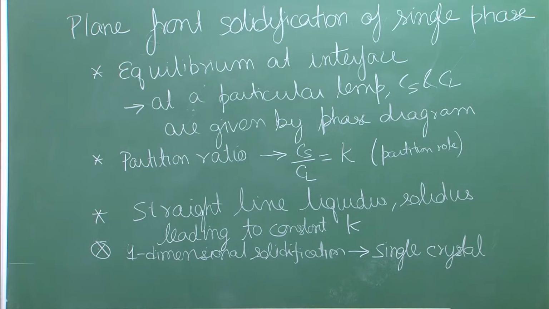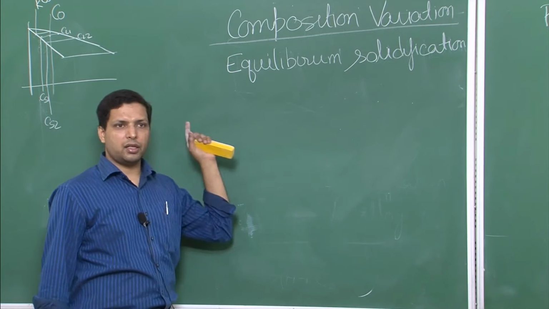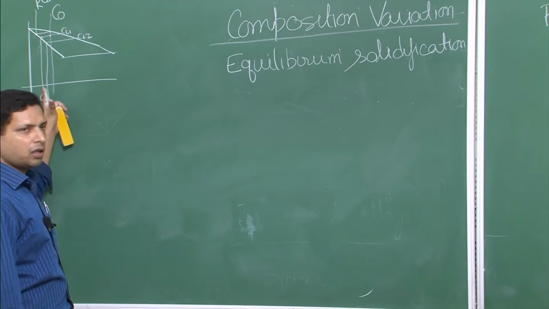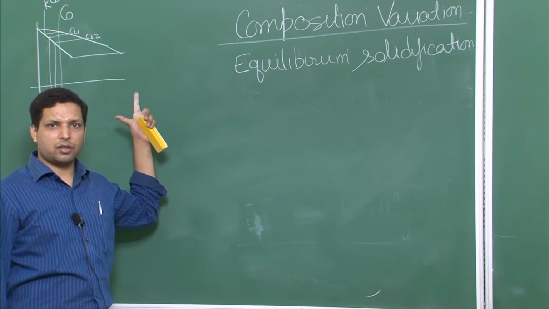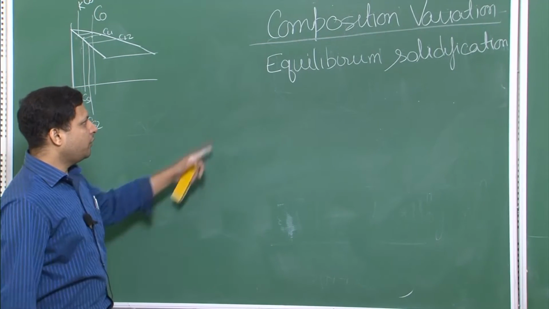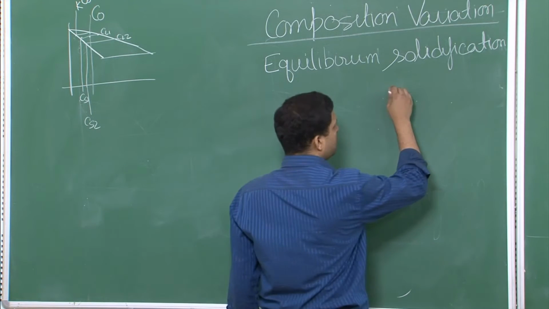So again, what we are doing is solidification of a single crystal, and for that we are taking different assumptions regarding what kind of homogenization you will see in solid, what kind of homogenization you will see in liquid, and we are here at equilibrium solidification. Now, what does this equilibrium solidification mean?